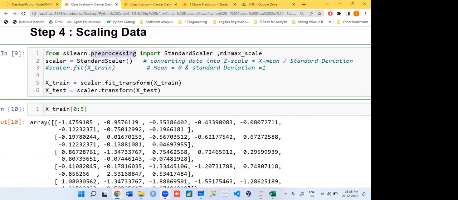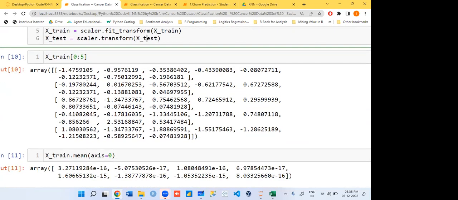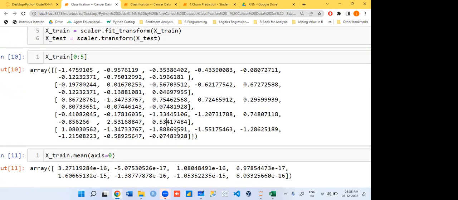Pre-processing means I want to change my data. I want to process it in a better way. Functions available are standard scalar and min max. You can use any one. I am using standard scalar. Till you clear? Scalar dot fit transform means convert, apply and convert. X train is original, I converted. And for X test also. This is your converted data, guys.